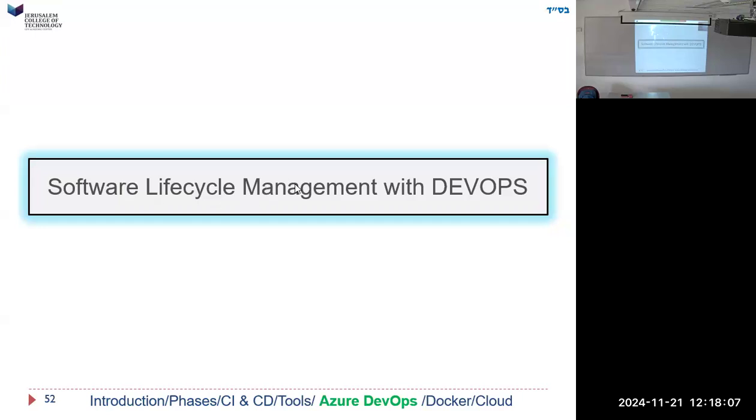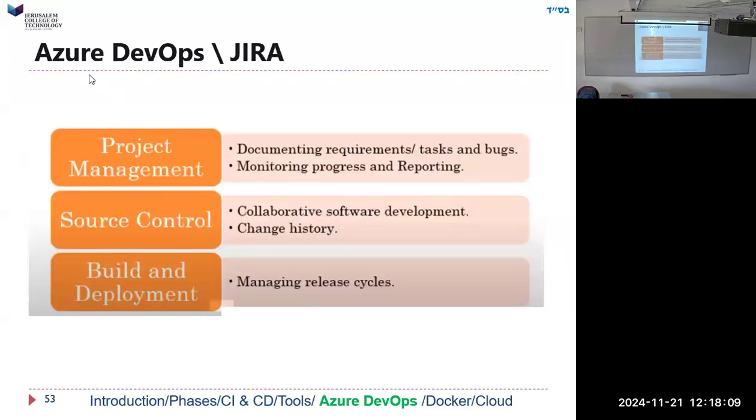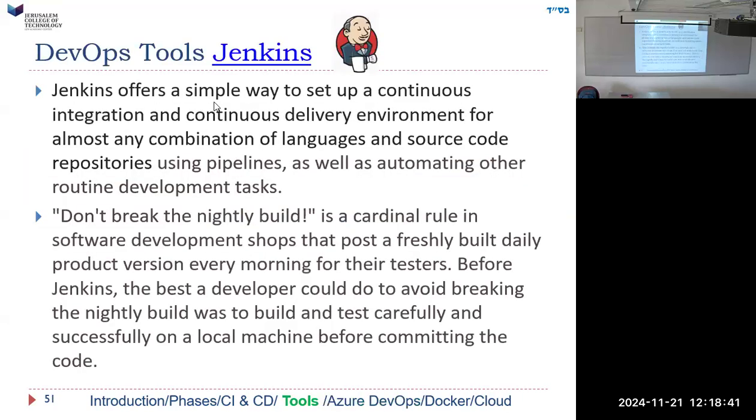Software lifecycle management with DevOps. Azure DevOps and Jira help you with documenting requirements, testing, bugs, monitoring progress reports. They help for collaboration, managing release cycles. If you think about what you've been doing already with Azure DevOps, you communicate. You see what everybody's doing. You can see in one place all the different tasks and who's assigned to what. It helps you organize. It helps you collaborate. It doesn't actually help you deploy anything like Jenkins.